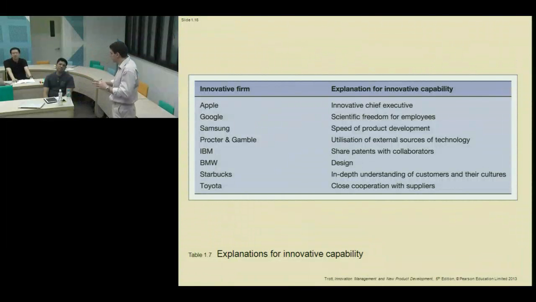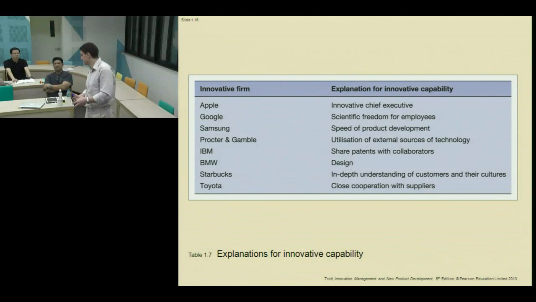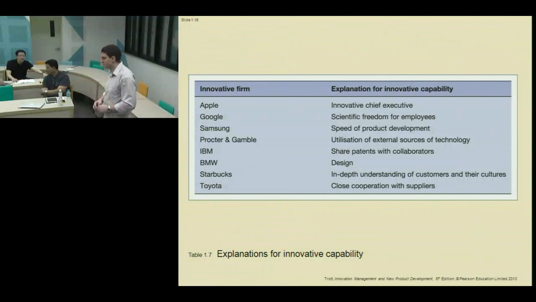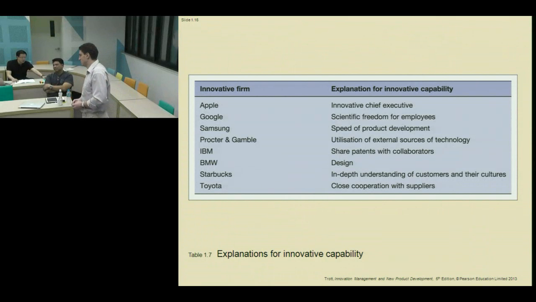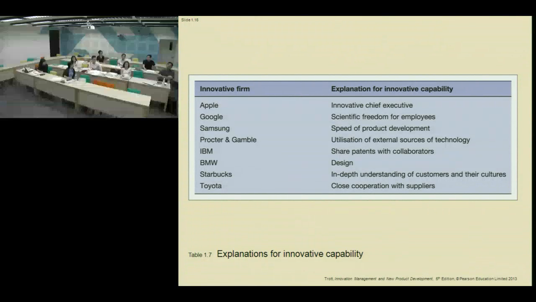BMW has sportive design. Not only BMW, other brands have it also. Starbucks, what do they have? They understand, or aim to understand, what the customers need, and develop products that meet customer needs. They have also invested in fair trade. You know what fair trade is, right? You take good care of the people who supply you, the full supply chain.